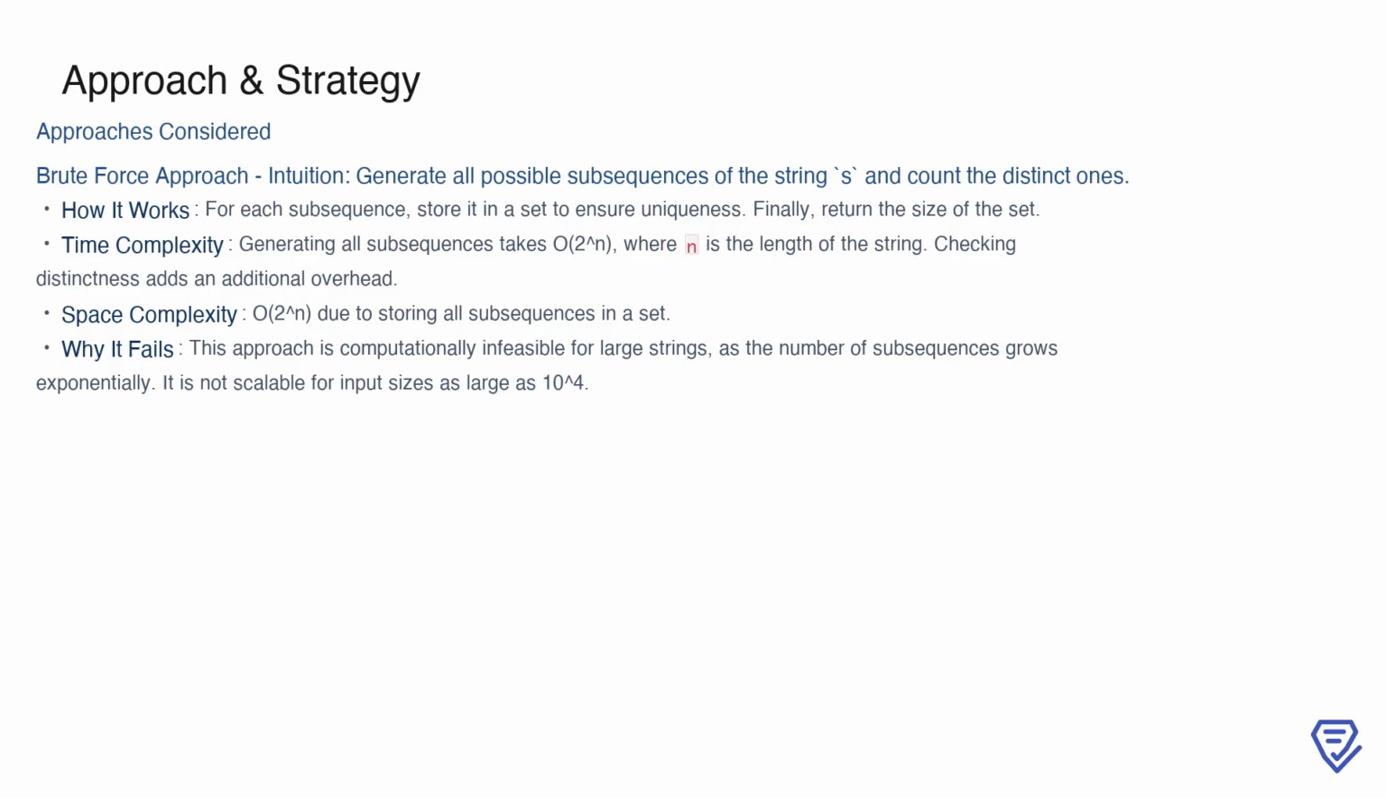However, this method has significant drawbacks. Generating all subsequences takes exponential time, 2 to the power of n, where n is the length of the string. On top of that, storing these subsequences in a set requires a similar amount of space, making it impractical for larger strings where n could be as large as 10,000. This exponential growth in both time and space renders the brute force approach computationally infeasible for real-world scenarios, especially as input sizes grow. So, while straightforward in concept, this method is not scalable and fails to meet the problem's constraints.